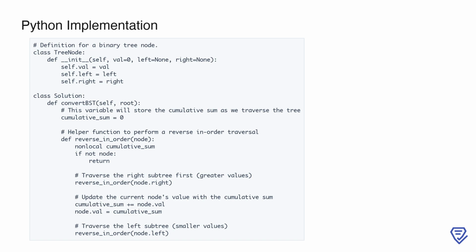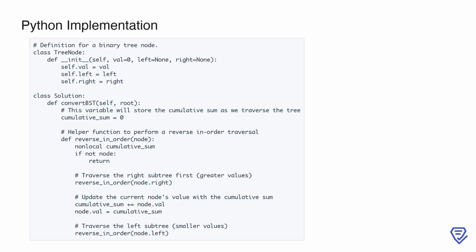Here, we begin the Python implementation of converting a BST to a greater tree. First, we define the structure of a binary tree node with the TreeNode class. Each node has a value, and pointers to its left and right children, which are initially set to None. Next, we create the Solution class, where the main logic resides.